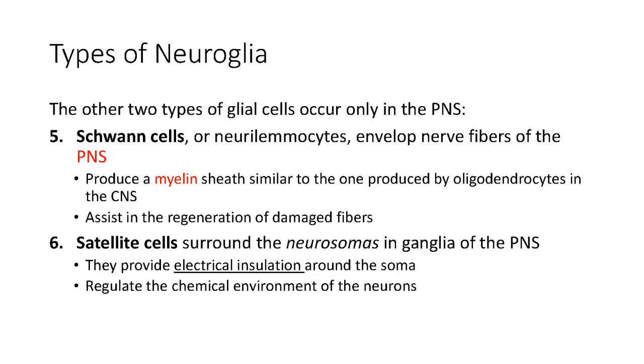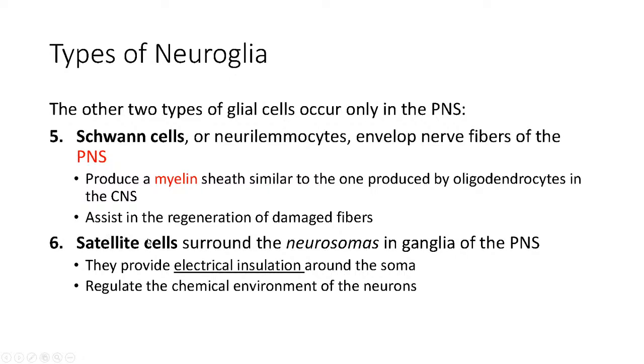Right, that was the oligodendrocytes. The Schwann cells are doing that job in the peripheral nervous system. And they also, it says, assist in the regeneration of damaged fibers. We have a slide where we can show that happening. The myelin sheath produced by the Schwann cells helps guide the neuron to its target and repair the connection. We'll see the picture in a little bit.